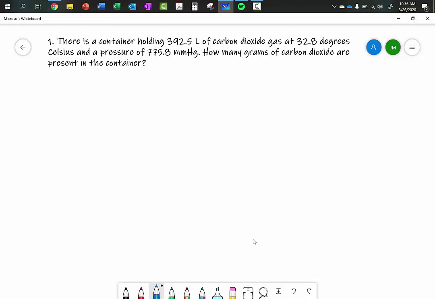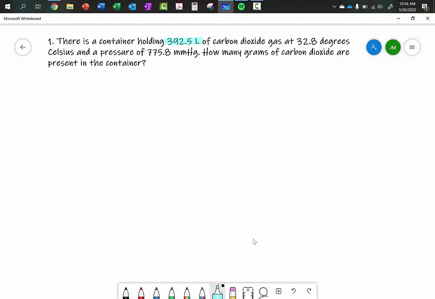Alright guys, today's warm-up reads: there is a container holding 392.5 liters of carbon dioxide gas at 32.8 degrees Celsius and a pressure of 775.8 millimeters of mercury. How many grams of carbon dioxide are present in the container? So let's just go ahead and see what we have.